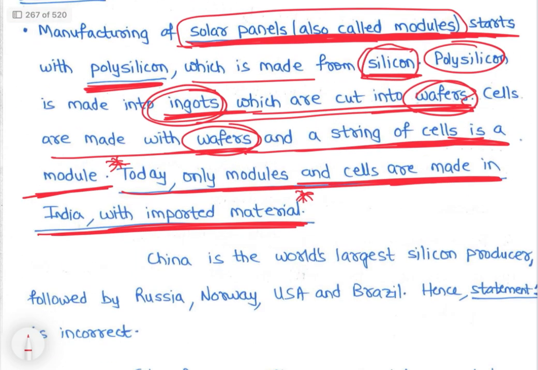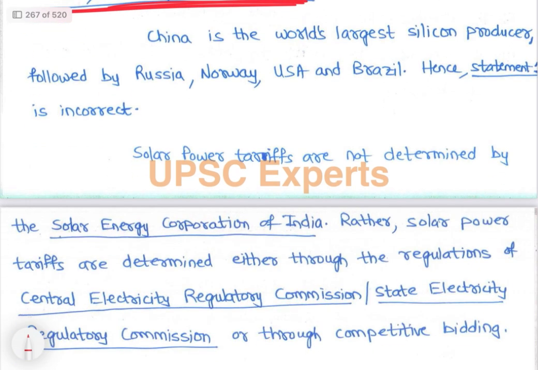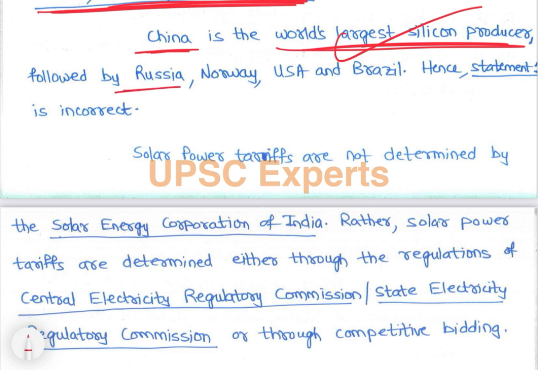And if we see, China is the world's largest silicon producer, followed by Russia, Norway, USA and Brazil. So India is not there among the list. By India, solar चीजें related mostly it imports, right? So that is the thing.